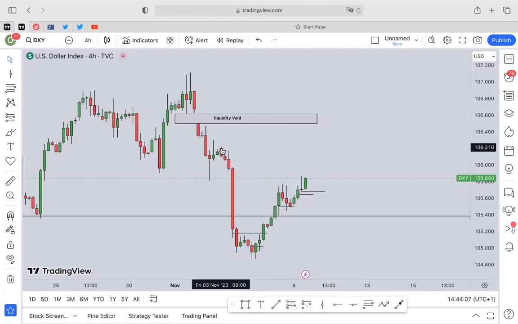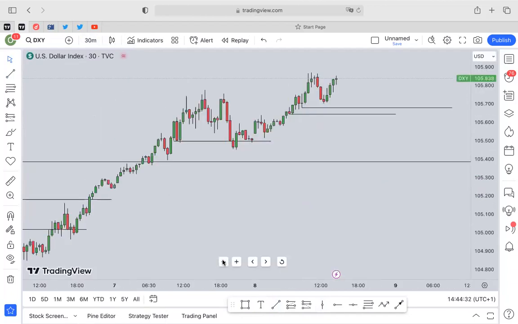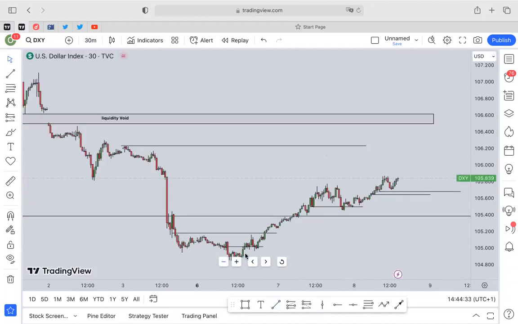Now, this short-term high here is also a point of reference. So possibly we see some speed to the upside and eventually take out or fill this liquidity void. So that's just it on dollar.